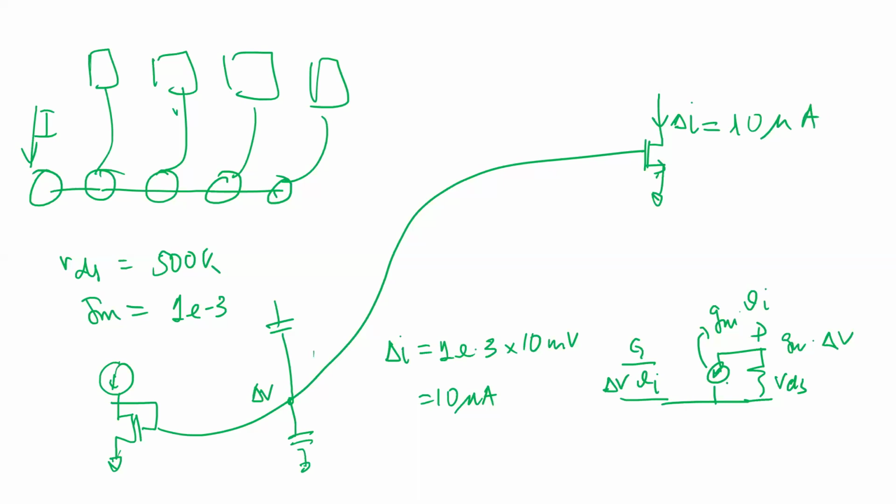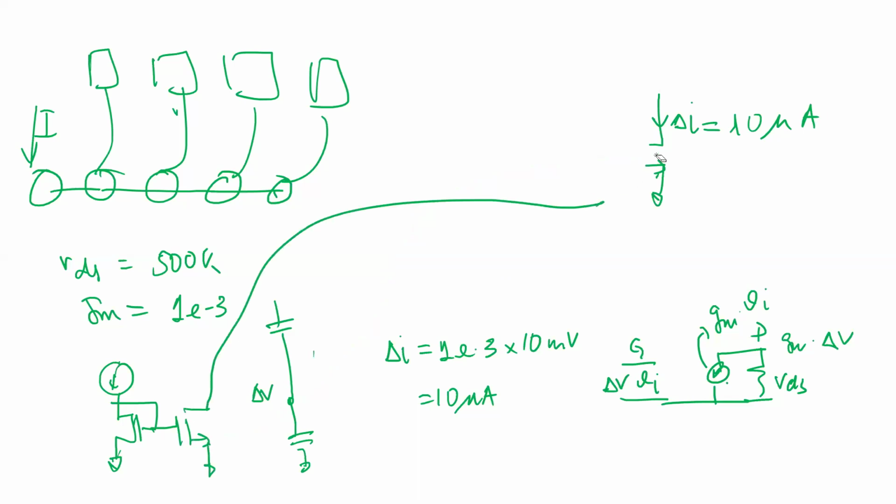Got it? Now let's say I ship it the way I'm planning to ship. So I make the mirror right here itself, and then take this current and ship it to this amplifier.